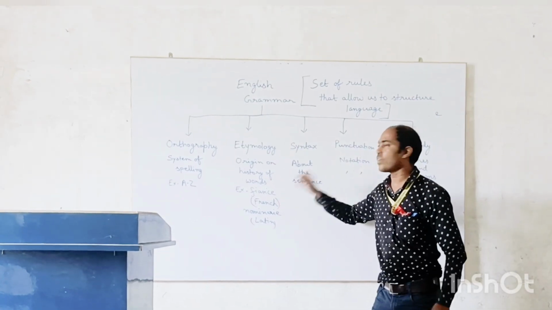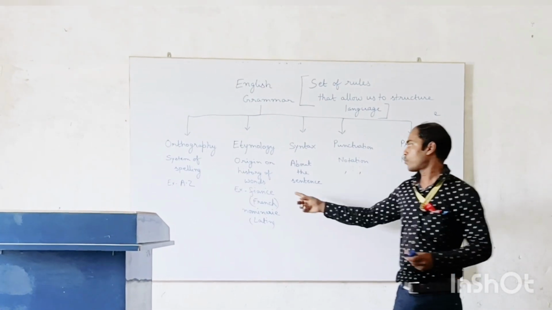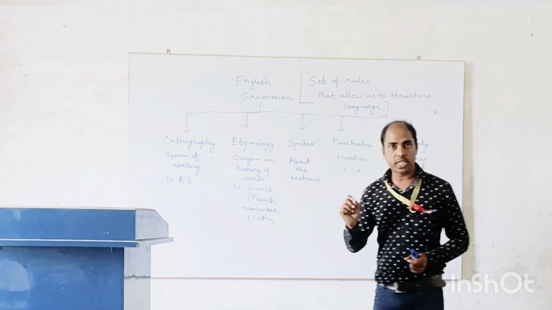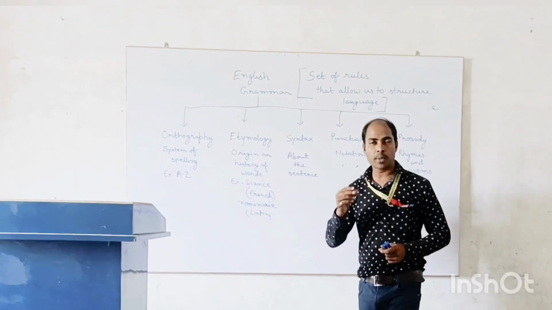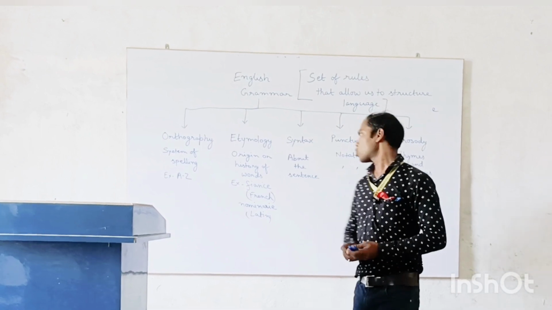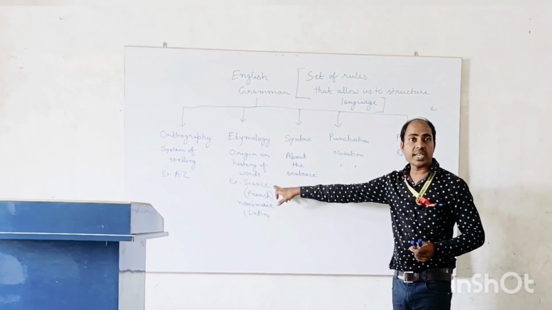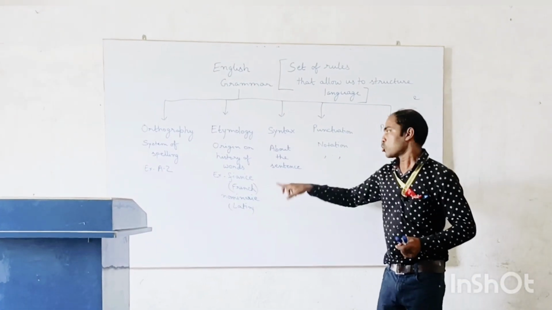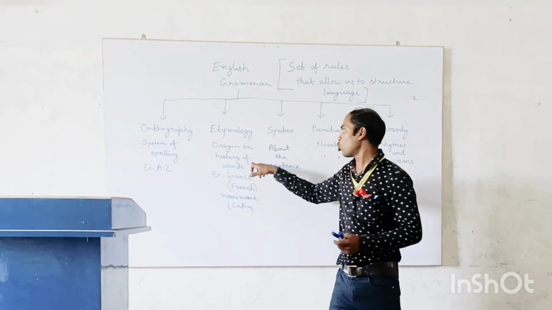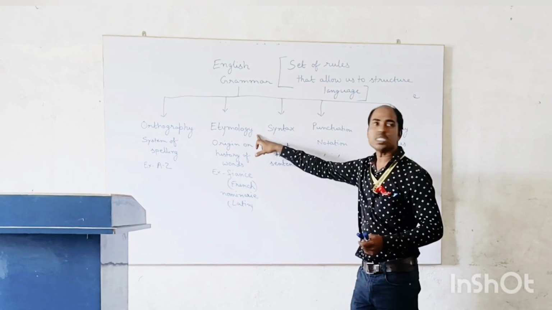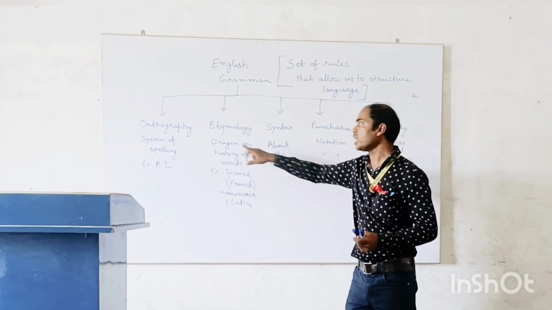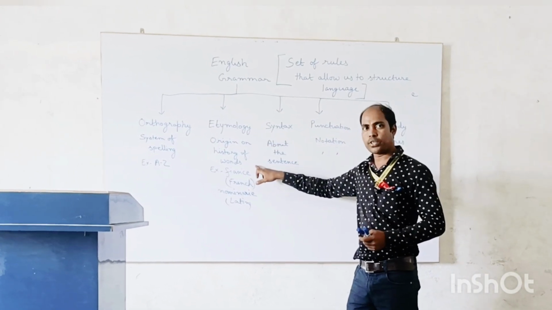For example, if I say fiance, for your information, this word fiance is derived from a French word. So French is the origin of the word fiance. So etymology tells you about the origin or the history of words.